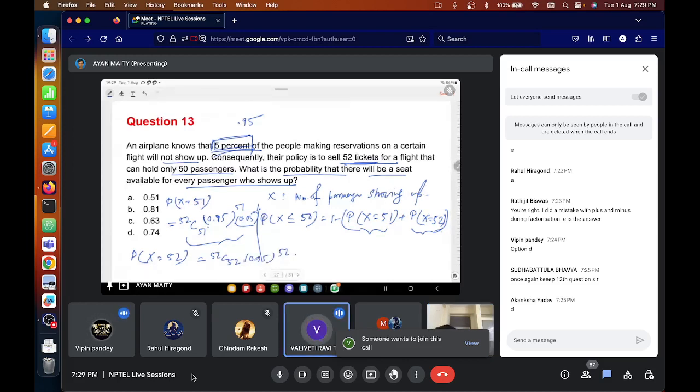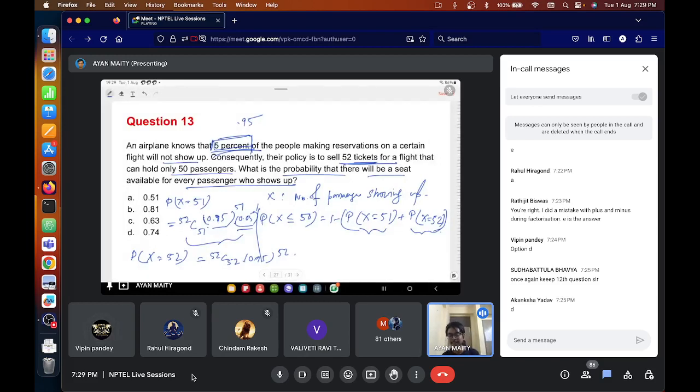Sir, how is it 52C51? So 52 tickets have been bought, and out of those 52, 51 persons are showing up. So how many ways can we pick 51 persons from the 52 that have bought the tickets? So 52C51, and that value will be more than 1. But 0.95 to the power 51 and 0.05 are also getting multiplied. This is simply the binomial distribution. If you go back and check the formula for the binomial distribution, you will find that out of n tickets, in this case 52 tickets, 51 persons are showing up. What is the probability of that? We know that for every person the probability of showing up is 0.95 and the probability of not showing up is 0.05. So if you multiply these things, it would always be less than 1.